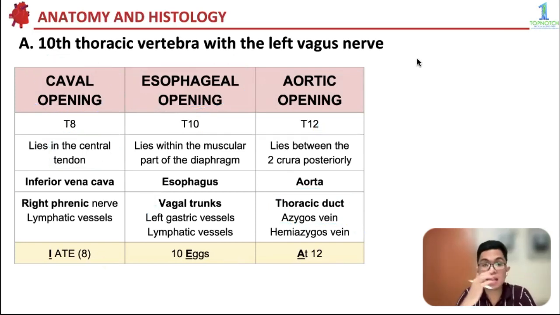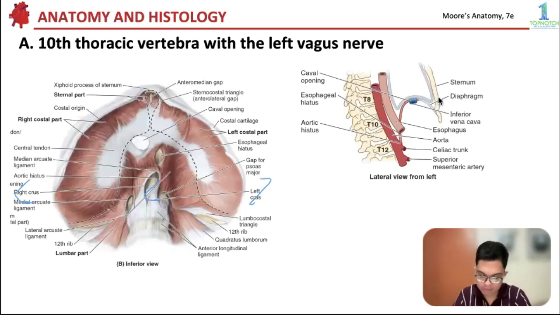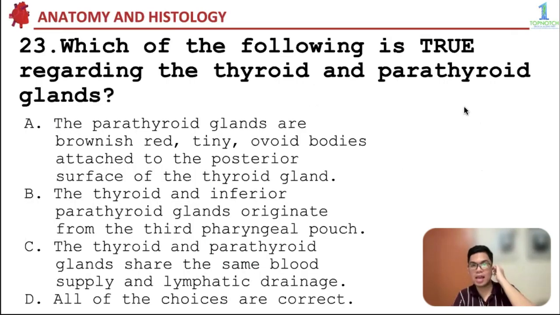So remember, aside from "I ate 10 eggs at 12," also note what other structures are being transmitted, okay? So this figure just illustrates it better. So again, note, diba, sa central tendon, isa lang is the caval opening. So that's it for the esophageal, for the diaphragmatic opening. Sige. So next question tayo.